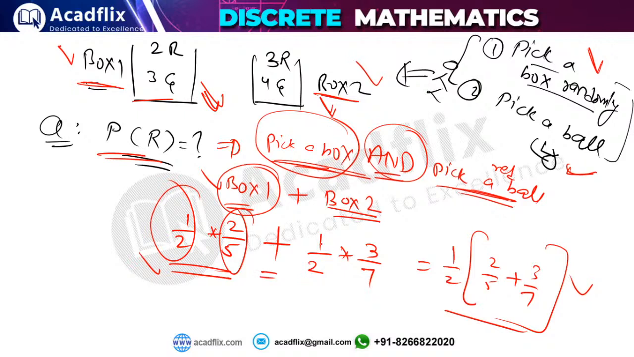Or you can pick box 2, multiplied by 3 by 7. The probability of picking box 2 is 1 by 2, and once you have picked this box 2, what is the probability of finding the red ball? This will be 3 divided by 7. So this will be your answer. This is how you can solve.